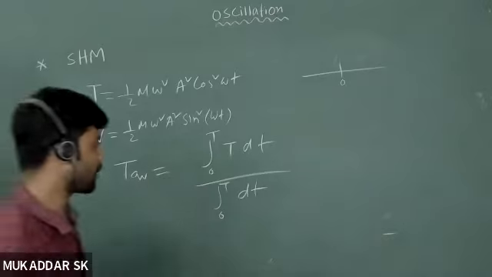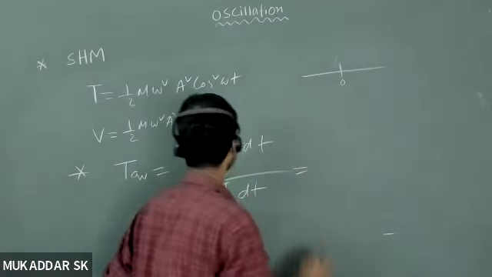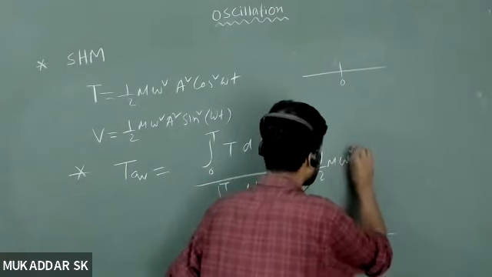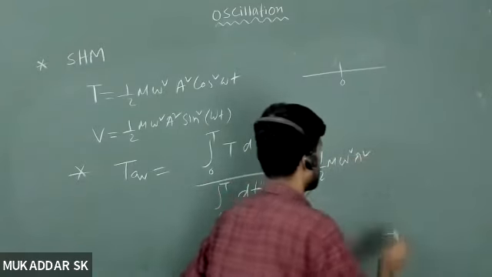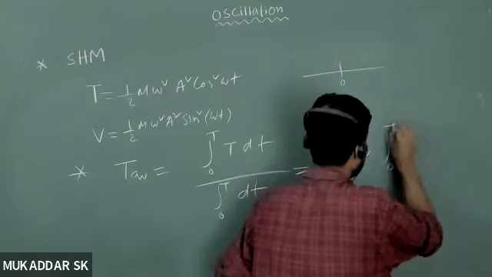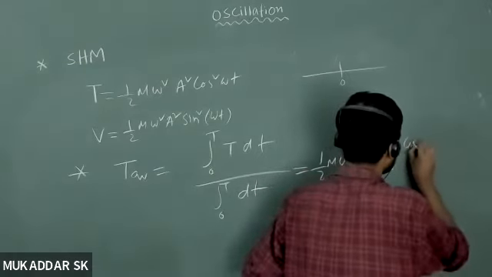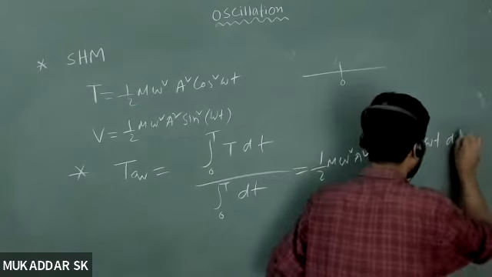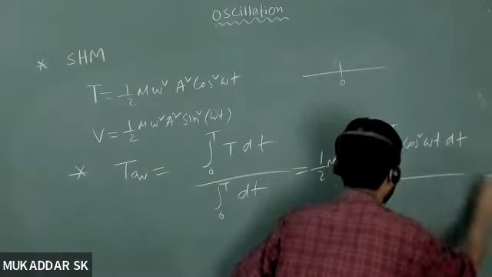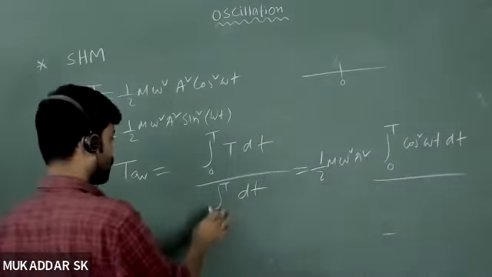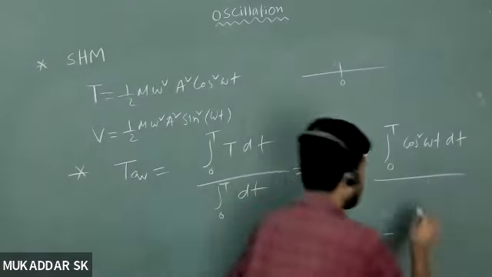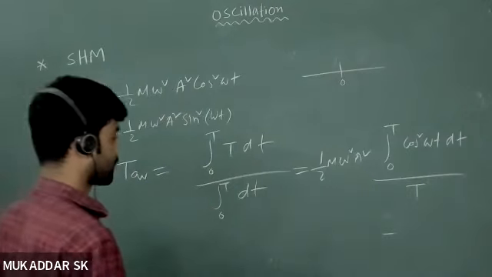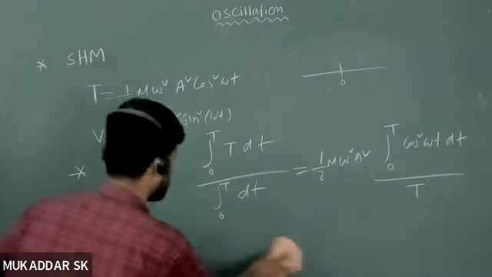Now if you substitute this value, you know T. So if you substitute it, it will be half m omega square a square, integral 0 to T of cos square omega t dt, and this will give you 0 to T dt. That will provide you only capital T, right? Is it not?